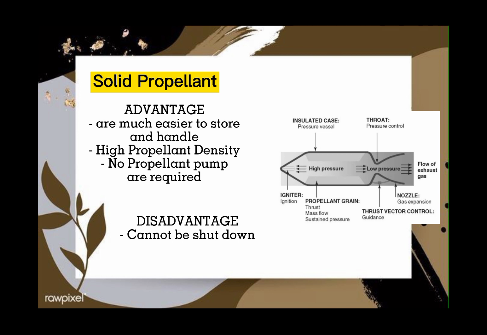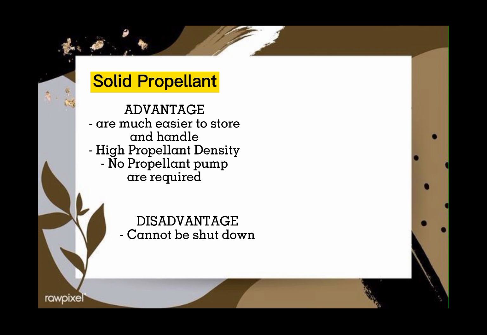The advantage is that solid propellant rockets are much easier to store and handle than liquid propellant rockets, and they have high propellant density that makes for compact size as well. And no propellant pumps are required, thus the rocket engines are less complicated. The disadvantage is that, unlike liquid propellant engines, solid propellant motors cannot be shut down. Once ignited, they will burn until all the propellant is exhausted.